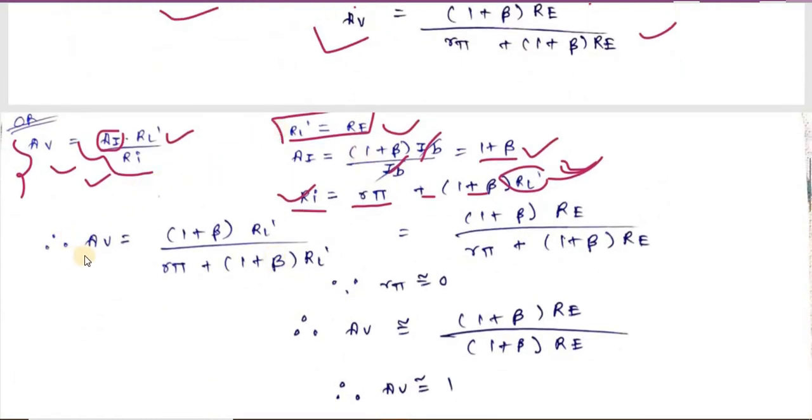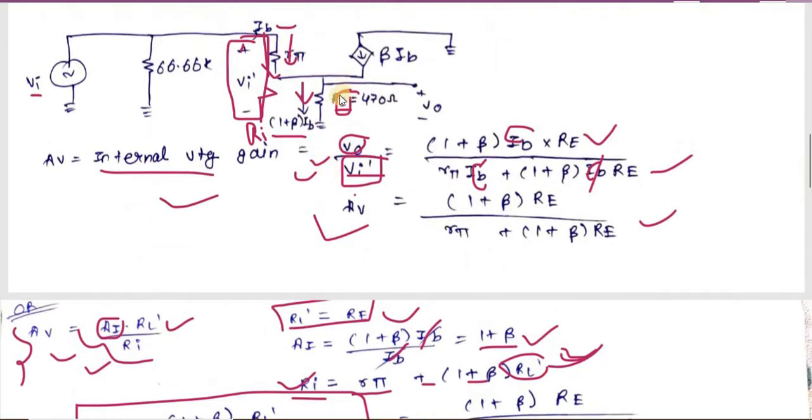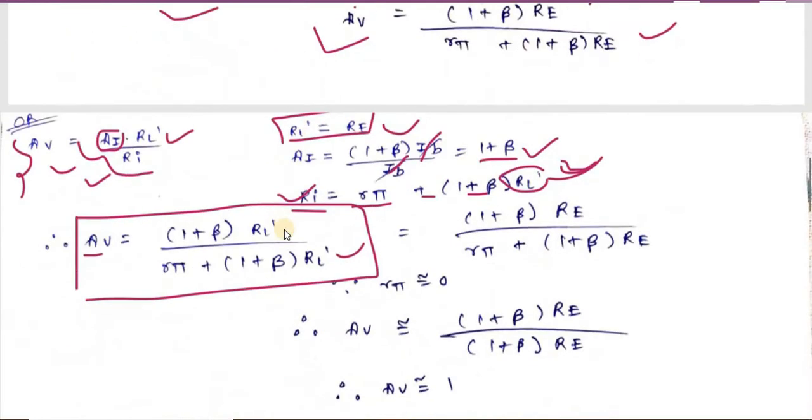So our formula will become Av equals to 1 plus beta RL dash R pi upon R pi plus 1 plus beta into RL dash. If you want to learn the formula by heart, then learn this, because there may be many resistances across this Re. It's good practice to learn the formula with RL dash. But I recommend that you derive this formula instead of learning it by heart.